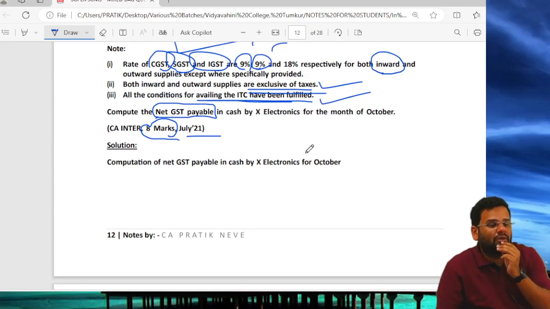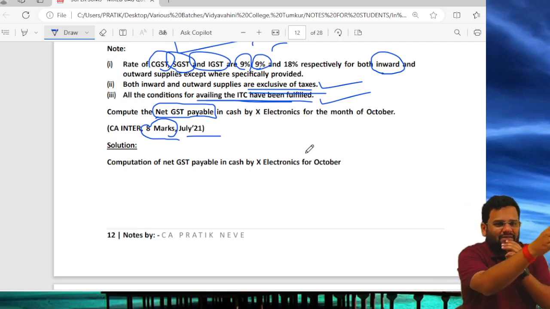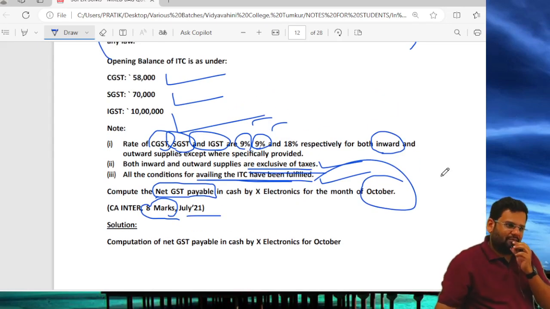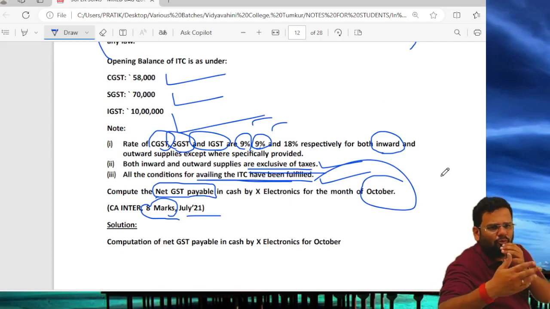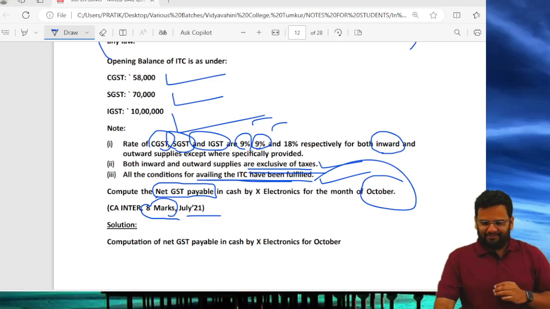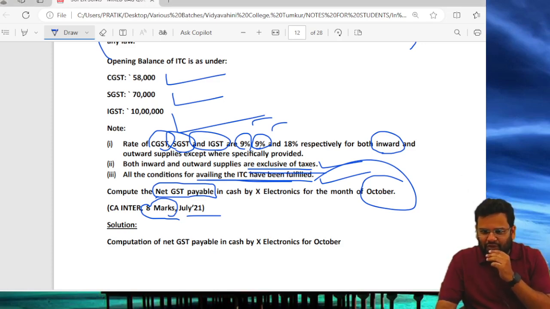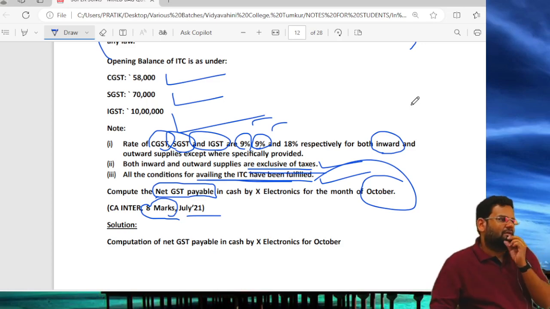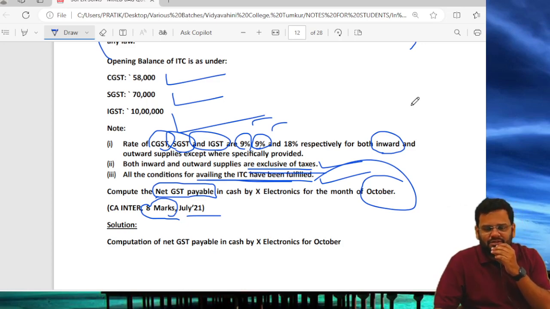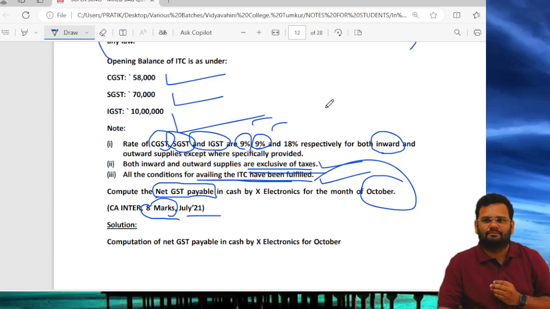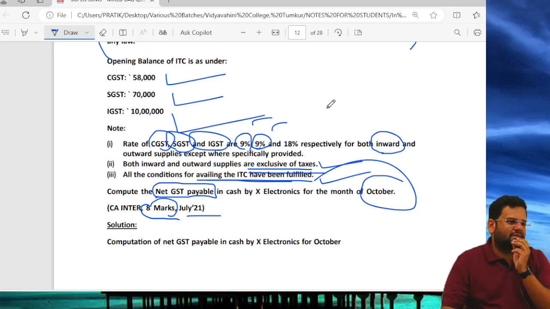So leave 1-2 lines, write down computation of input tax credit for the month of October. Computation of ITC for the month of October. Whichever point you feel that you might have been stuck, work more on that point. All of you with me? Particulars, CGST, SGST, IGST. Figures in rupees.